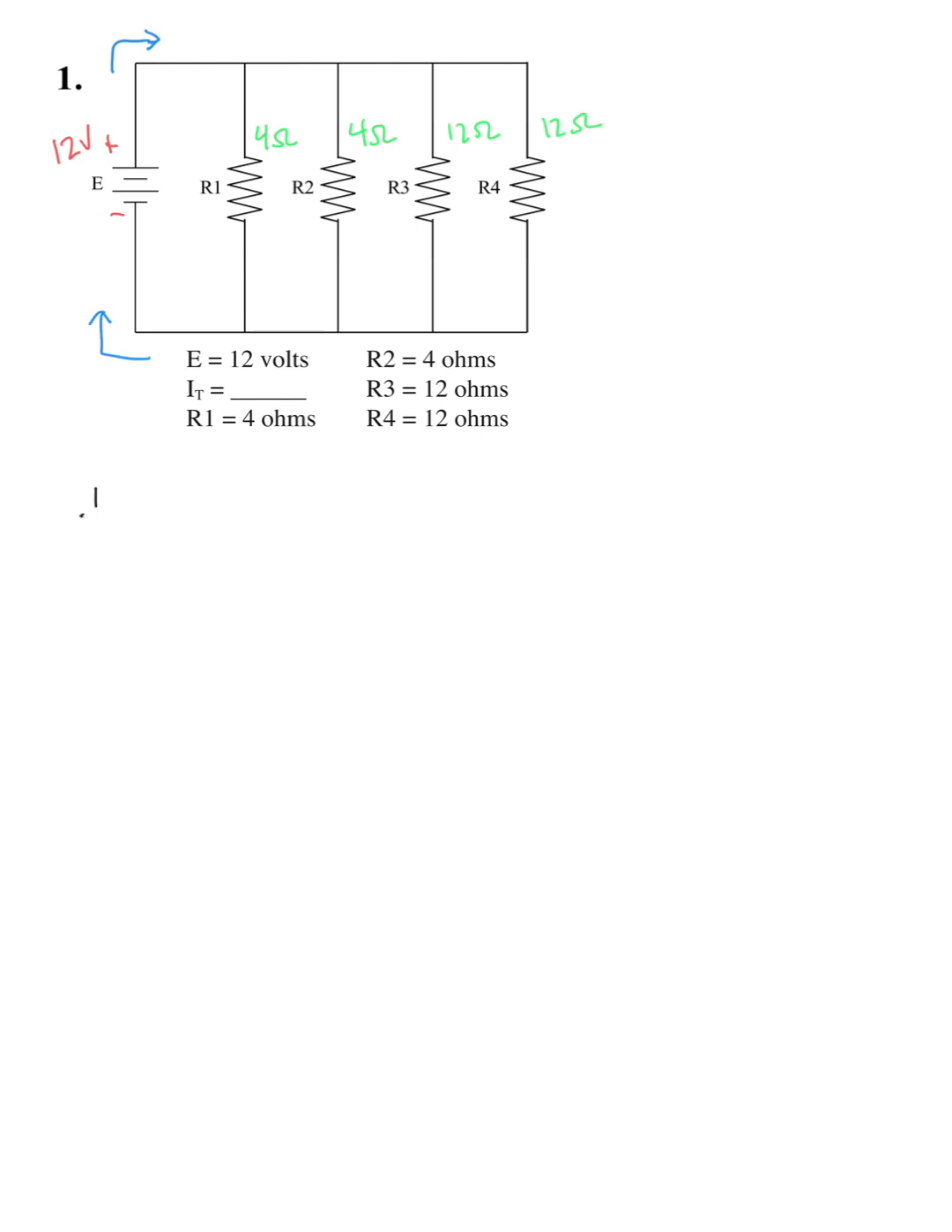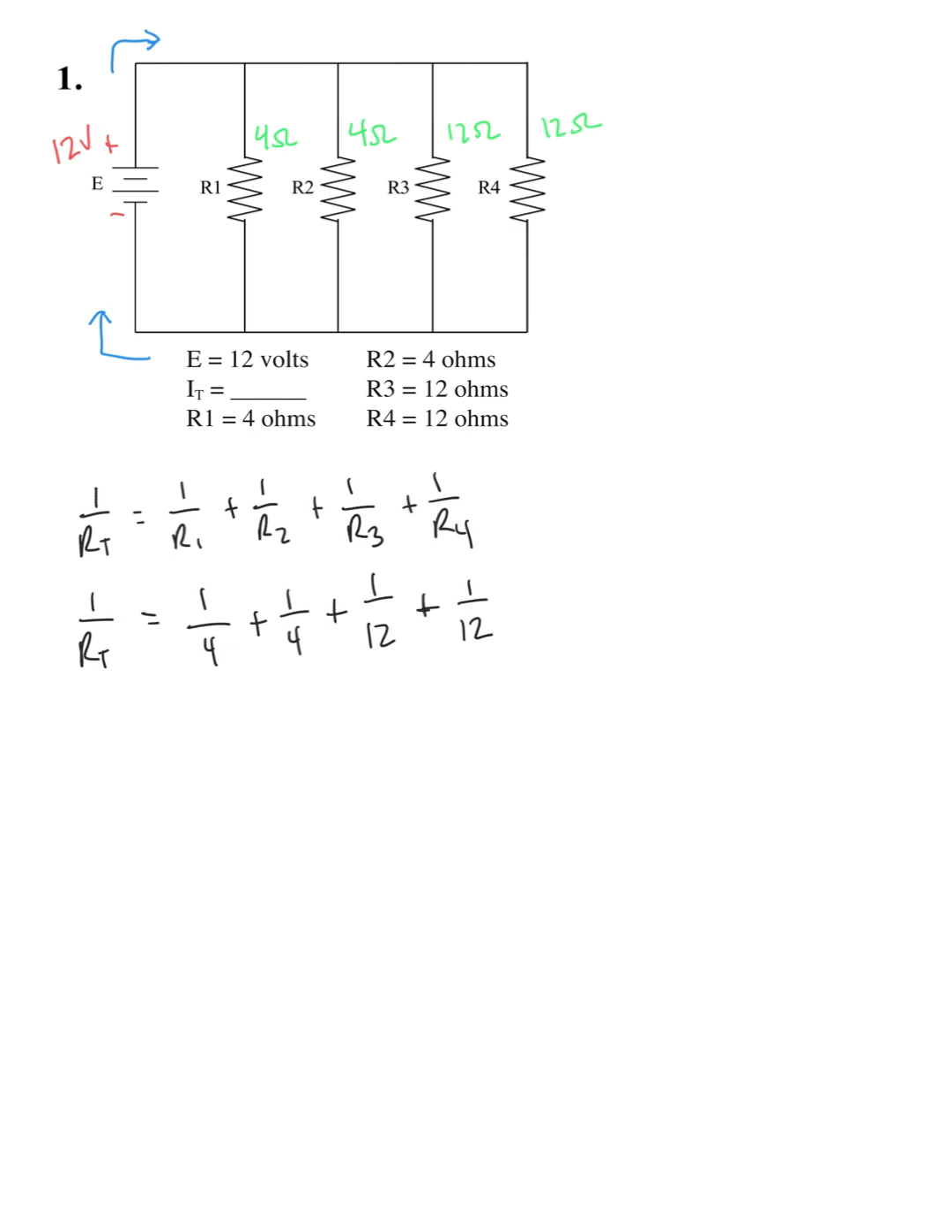So what we're going to do is 1 over RT is equal to 1 over R1 plus 1 over R2 plus 1 over R3 plus 1 over R4. And then I'm going to go ahead and start plugging in what I know in this case. So we've got 1 over 4, 1 over 4. R3 was 12, so 1 over 12. And then again over here, 1 over 12.